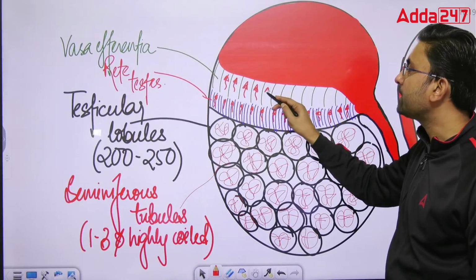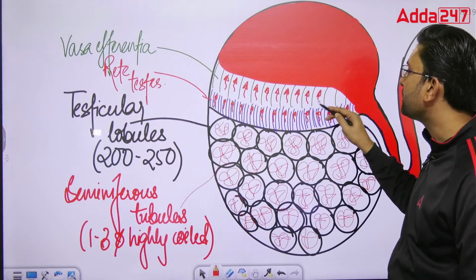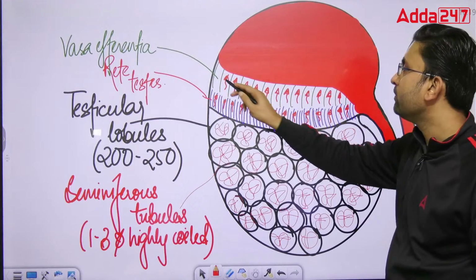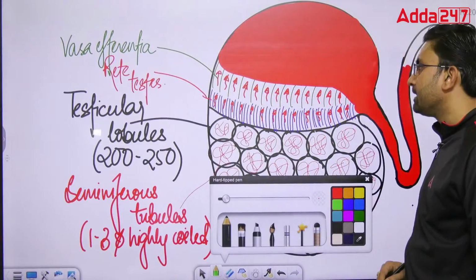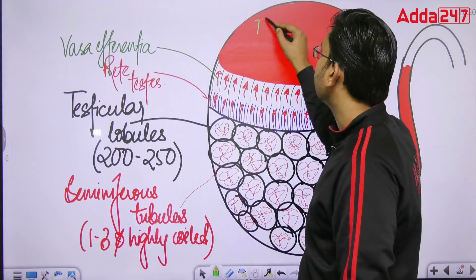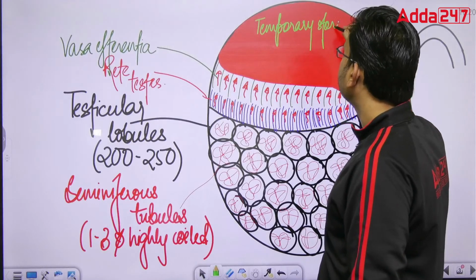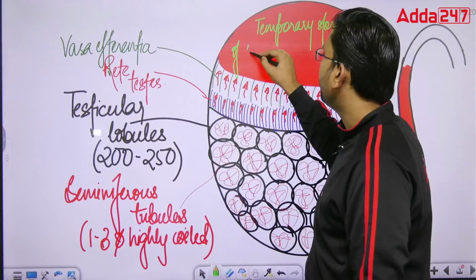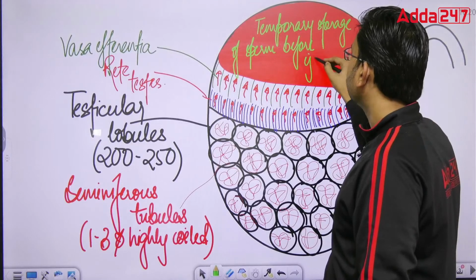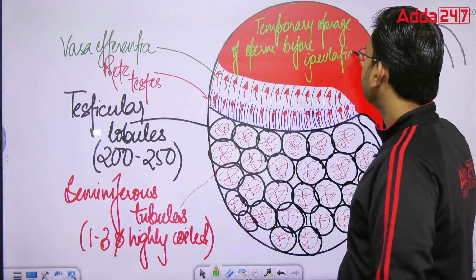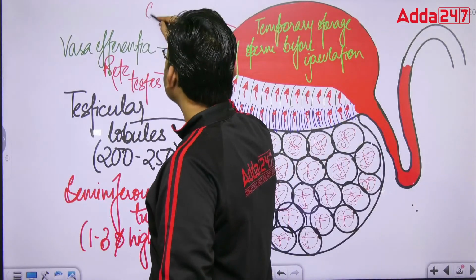These are ducts of larger cross section, and finally these spermatozoa will travel down to epididymis. Now what is epididymis? So it is a temporary storage before ejaculation. It is a temporary storage of sperm before ejaculation. And what is this? This is called epididymis.